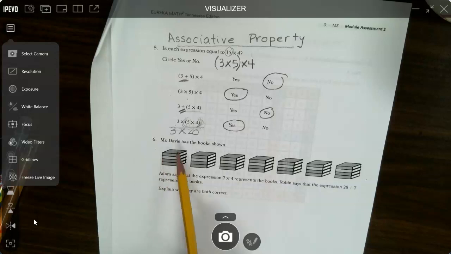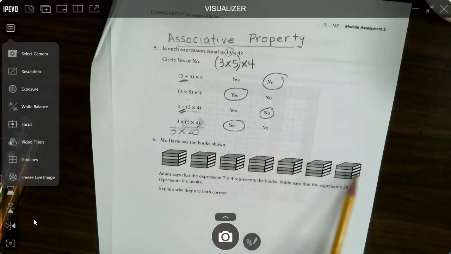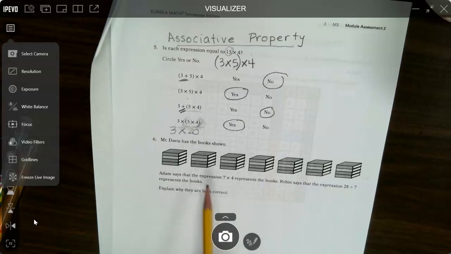Mr. Davis has the books shown. So again, I have a picture. I have equal groups, which is essentially what multiplication and division deal with. And I have a story. It says, Adam says that the expression 7 groups of 4, or 7 times 4, represents the books.